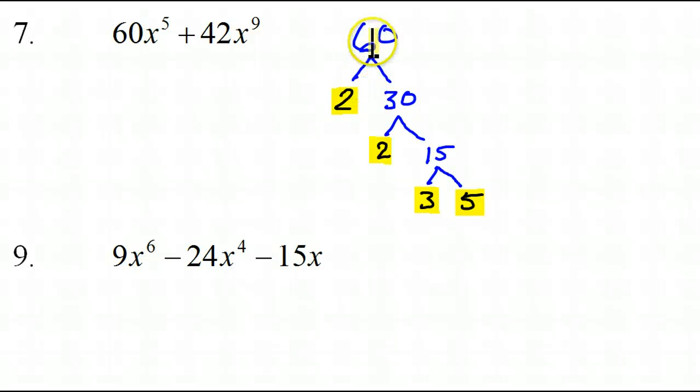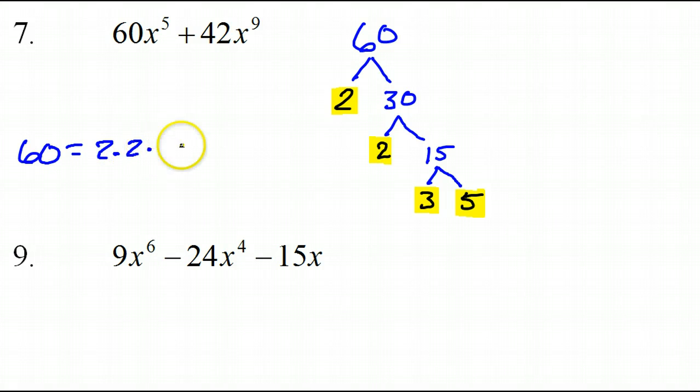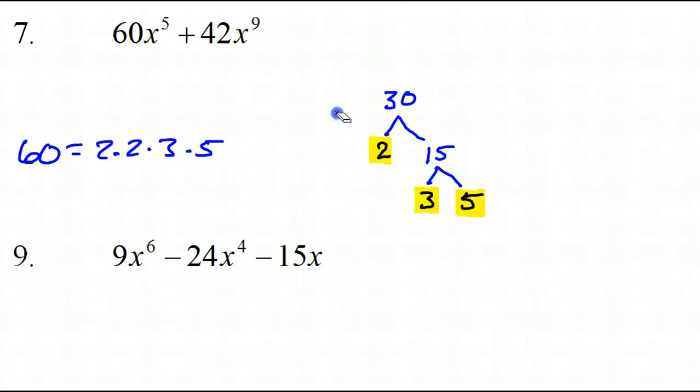So the prime factorization for 60 is 2 times 2 times 3 times 5. Okay, so 60 equals 2 times 2 times 3 times 5. That's the prime factorization. Now let's do the same thing for 42.